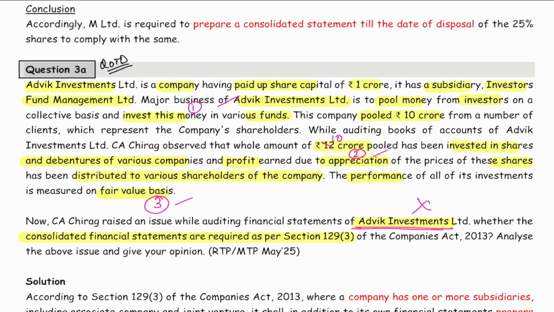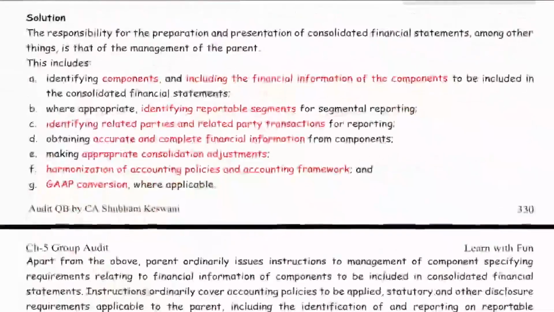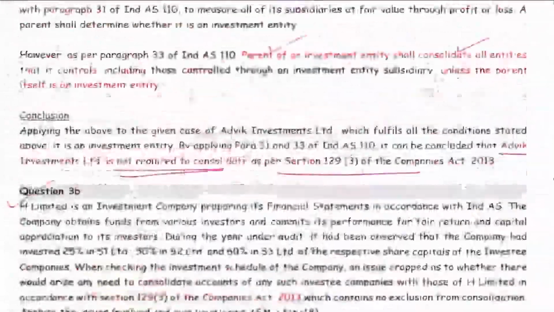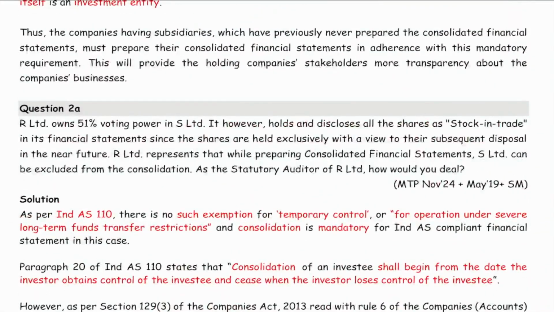Okay, sir. On this concept, which question number can you practice, sir? Question number 2. I think you can practice question 2A and 2B. So chalo, 2B you do, and question 2A let us revise together. Question 2A says R Limited owns 51% voting power in S Limited. It holds and discloses all the shares as stock in trade.